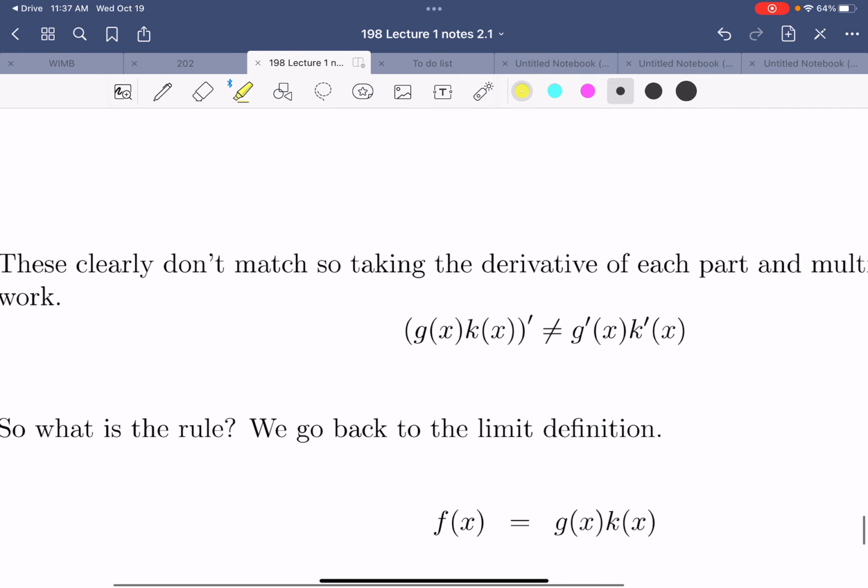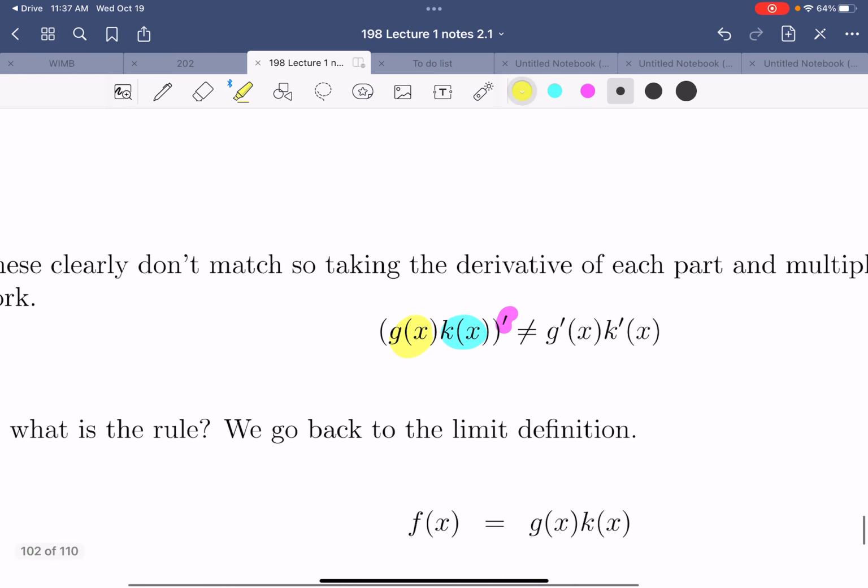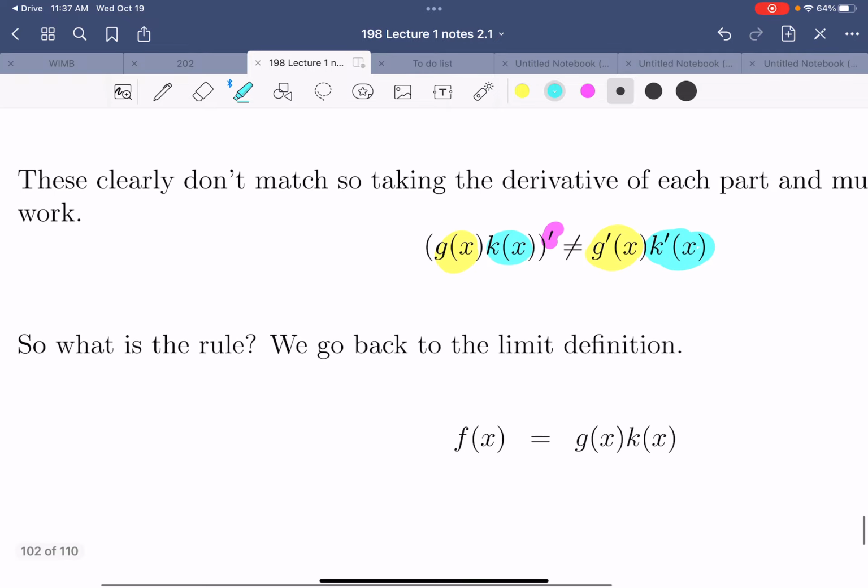Take a look at the notation here. If we have a function g times a function k, and then we take its derivative, that's not the same as taking the derivative of the first one times the derivative of the second one. I just showed you that that does not work. So the question is, what does work?